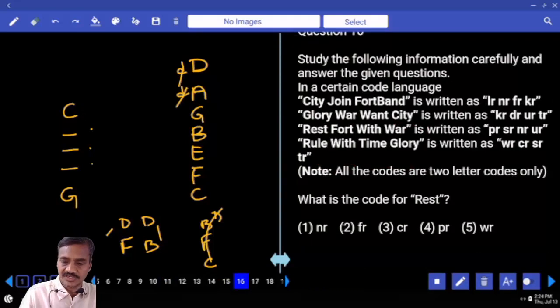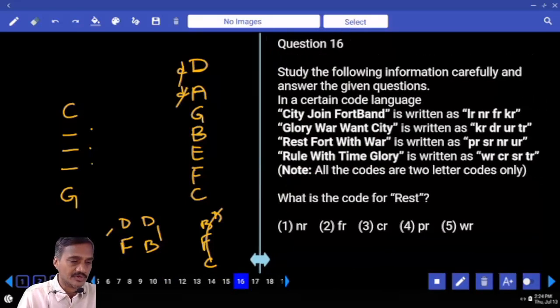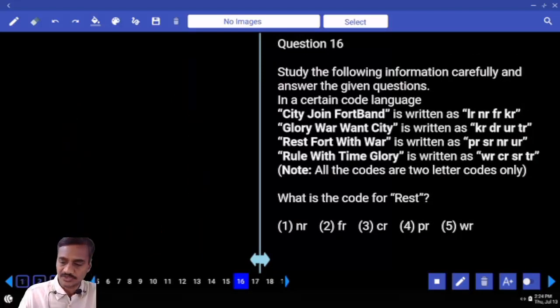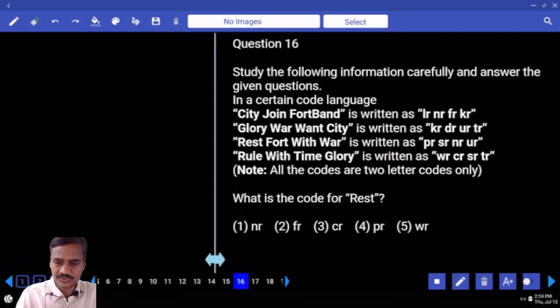Then next one, 16 onwards. Now 16 onwards, it is based on coding and decoding. Then now 16 to 20. Now first, city join port band. Now in this, port and band are two different words, isn't it? Then if you compare the first and the second, what is the word that is common here?